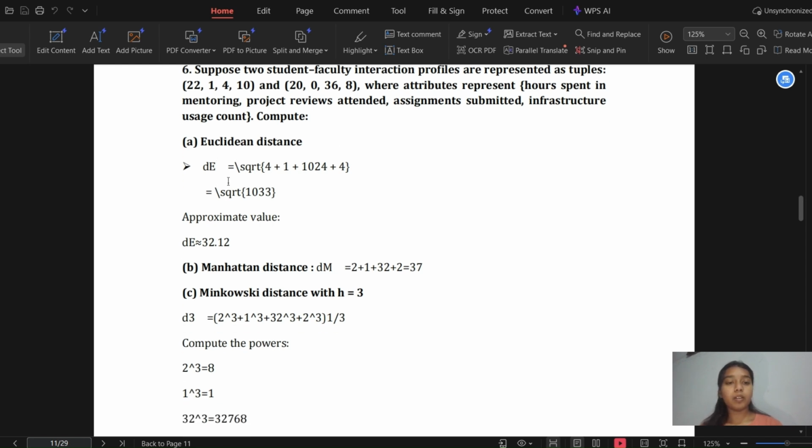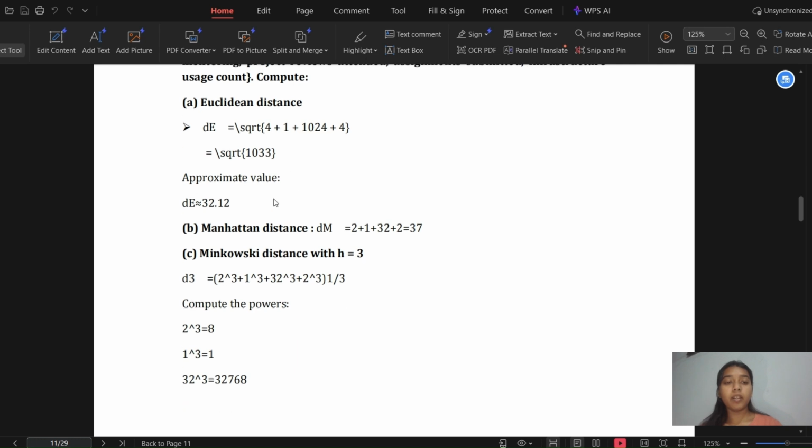The formula for Euclidean distance is the square root of 2 squared, 1 squared, 32 squared and 2 squared. The square root is the square root of 1033. So the approximate value for Euclidean distance is 32.12. Second part is Manhattan distance. The formula to calculate Manhattan distance is dm equals 2 plus 1 plus 32 plus 2, that is 37.